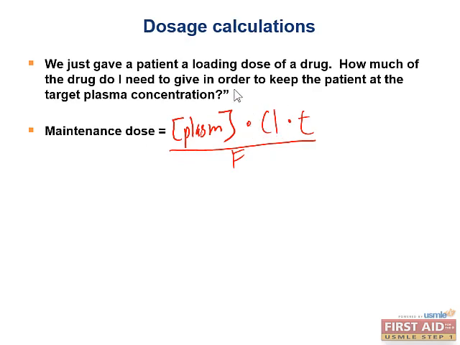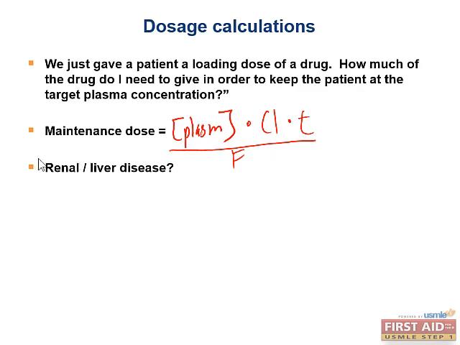Note how the maintenance dose is going to be dependent on the clearance, while the loading dose was not. The loading dose was dependent on the volume of distribution, while the maintenance dose will now be dependent on the elimination, or the clearance of the drug. So, in patients with renal and liver disease, they may have impaired clearance. They're not able to get rid of the drug as fast. So the maintenance dose will need to be adjusted.